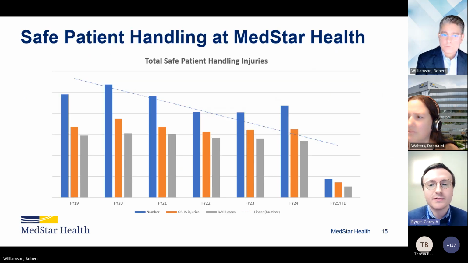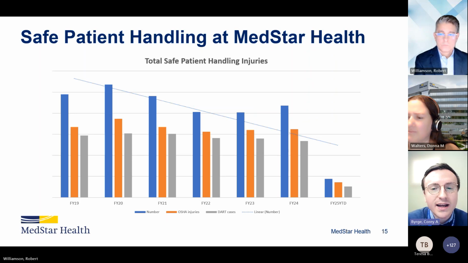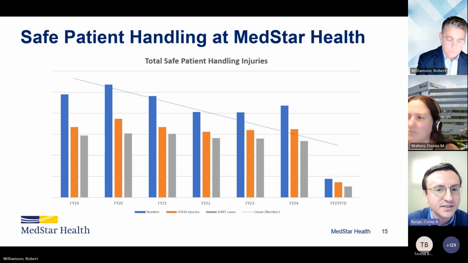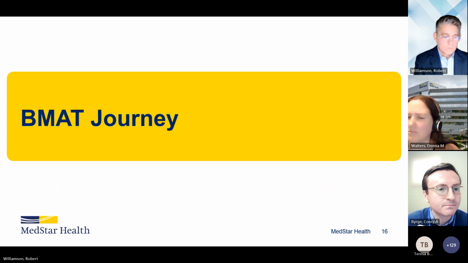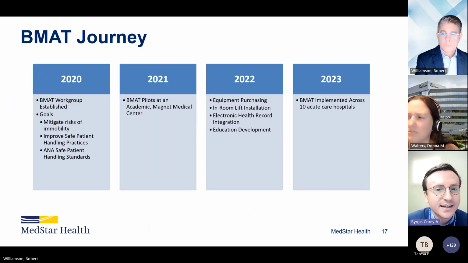So today we're focusing, of course, on our Safe Patient Handling and Mobility program. The why at the heart of this program is to protect both our associates and patients from injury. A key component of our multi-year journey has been the adoption of the Bedside Mobility Assessment Tool. And one of our standout outcomes has been a significant reduction in safe patient handling related injuries, underscoring our program's impact. Next slide.